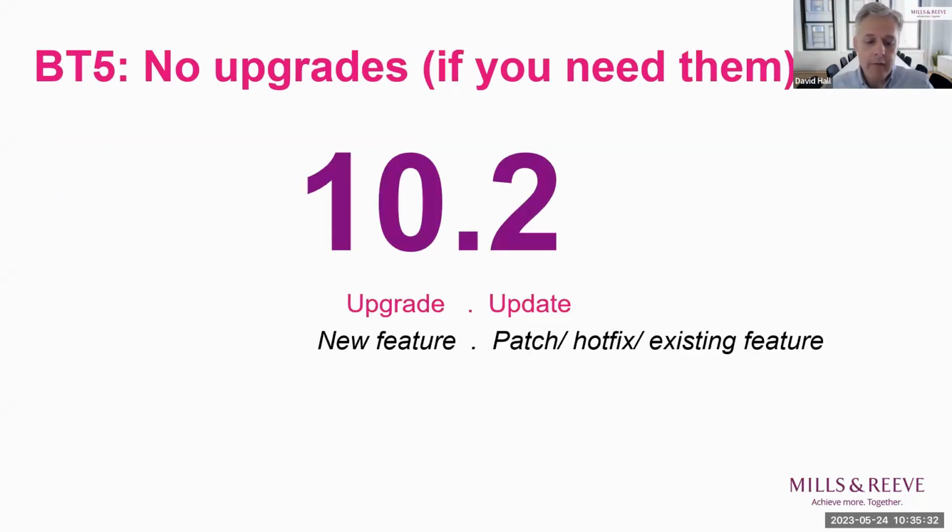Bear trap number 5, updates. The bear trap is failing to consider upgrades as part of your commercial and legal thinking when you're negotiating the license. And the position is slightly different, or the factors and risks are slightly different, depending on whether you're dealing with software or SaaS. So I'm going to start with software and I'll tail end with SaaS.